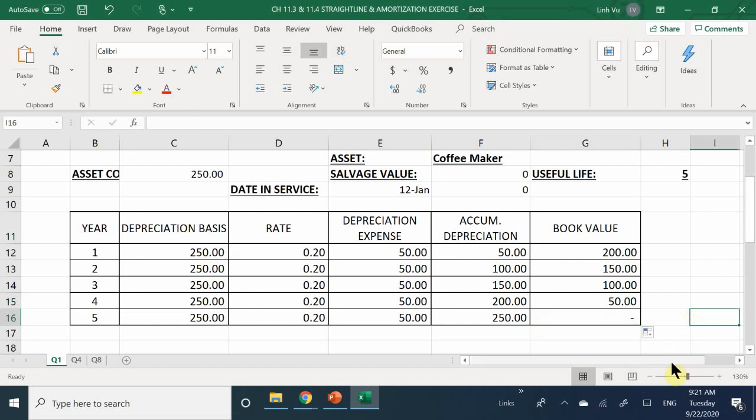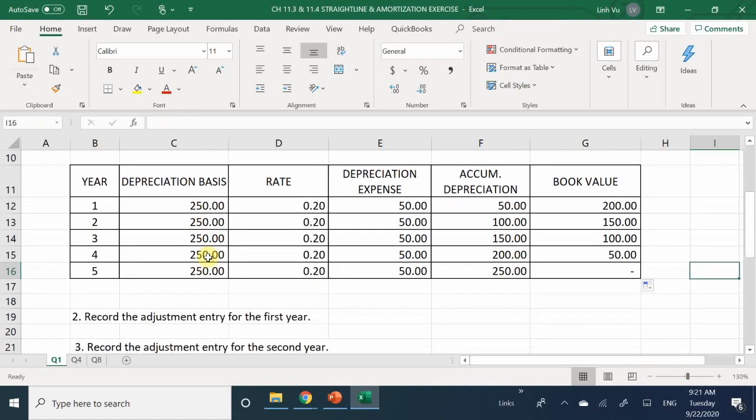We can use our point of reference, right? We could say the fifth year of my accumulated depreciation, which is the amount of depreciation expense I'm going to collect, is equivalent to my depreciation basis. Okay? And what do you know? We have no salvage value, so my book value is equivalent to my salvage value, which should be 0. Pretty straightforward, quick and easy, and that's it.